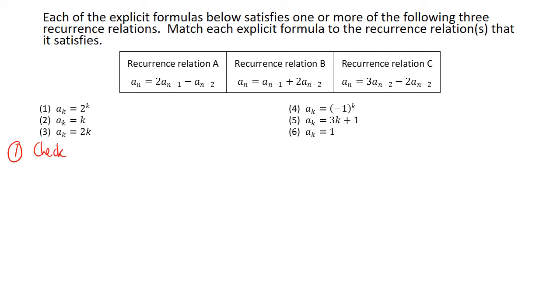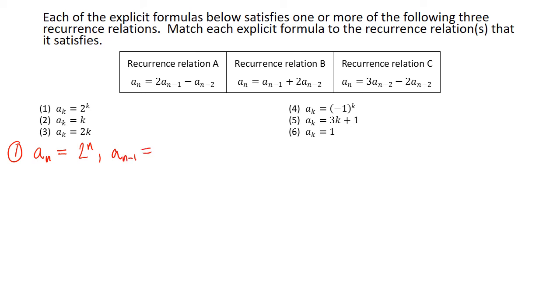recurrence relation A. And actually, I think what I want to do before I do any of these is I'm going to figure out what a n would be, what a n minus 1 would be, and what a n minus 2 would be. Okay, so for number 1, using the formula for a k, that would make a n. So you're plugging in n for k. Okay, so that would make a n 2 to the n. And then a n minus 1.